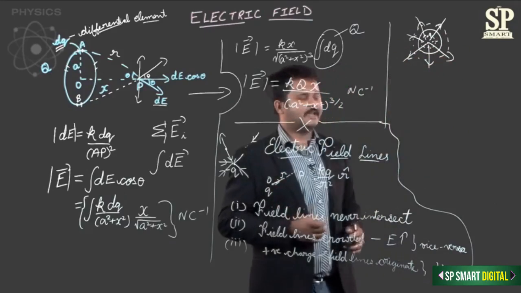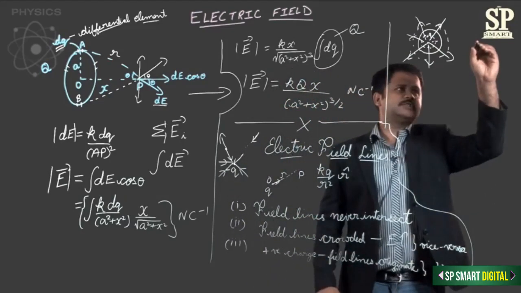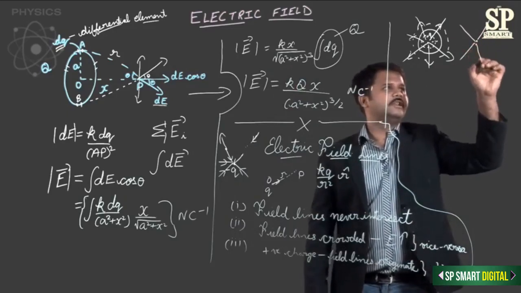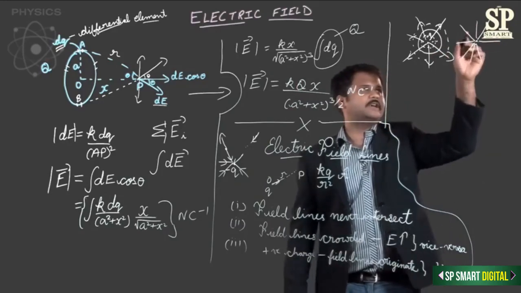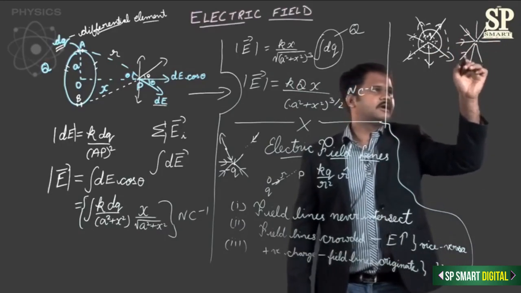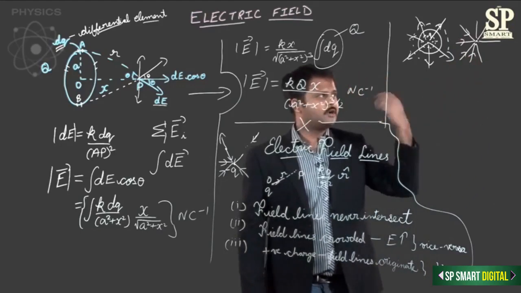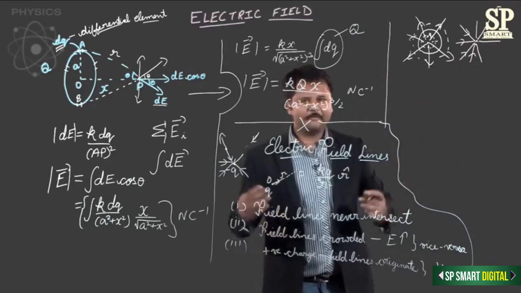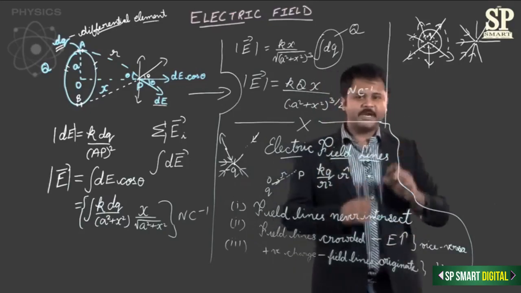And this is how the lines will look for a positive source charge. For a negative source charge, the lines will look almost like this. The only difference is that this time the arrow is in the opposite direction, meaning that the direction of electric field is towards the negative charge, or the electric field lines are terminating at the negative charge. So these are for point charges.